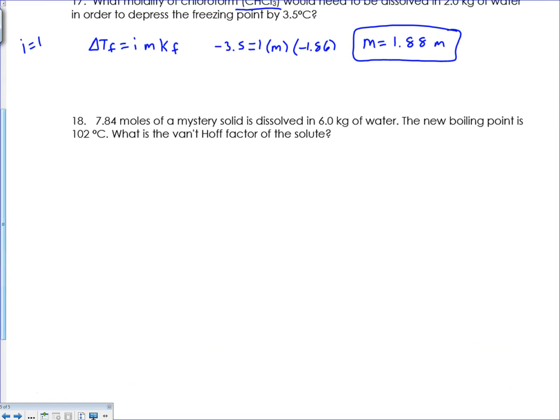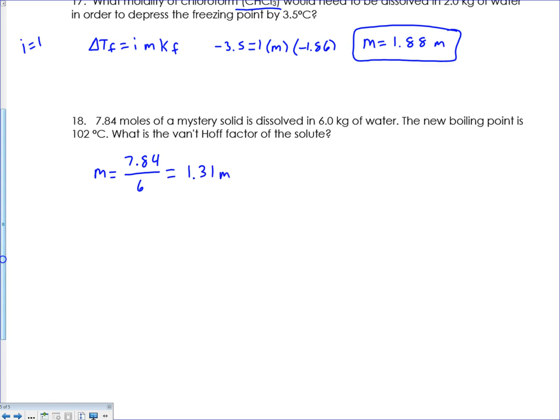For the last problem here, it says 7.84 moles of a mystery solid are dissolved in 6 kilograms of water. The new boiling point is 102. What is the Van't Hoff factor of the solute? So this one we're trying to find i, that Van't Hoff factor. And so for molality, we're going to find that first: 7.84 moles, and it says 6 kilograms, so 7.84 moles over 6 kilograms. That's 1.31 molal.